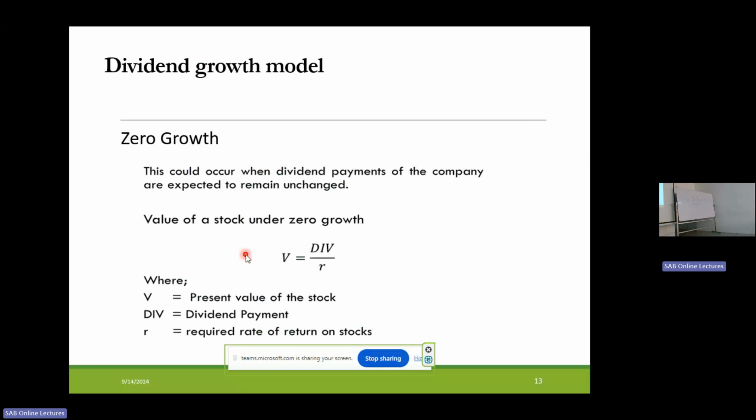So the growth is zero. Zero growth of the dividend. This could occur when the dividend payments of the company are expected to remain unchanged.